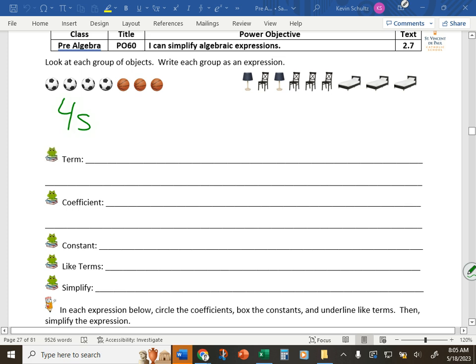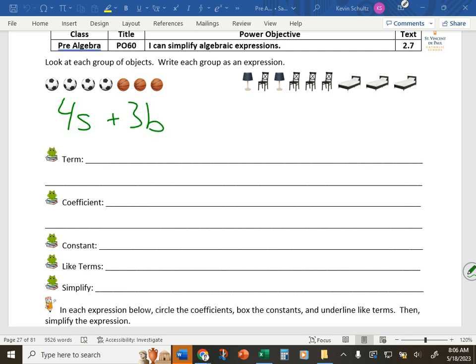Why not just say I have 4 soccer balls? Why say I've got a soccer ball and a second one and a third one and a fourth one? Just say I've got 4 of them. And then how many basketballs are up there? 3, right? 4 soccer balls and 3 basketballs. Now I can't combine the soccer balls and the basketballs together. They're not the same thing, right? I could generalize and say I have 7 balls, period. But 4 soccer balls and 3 basketballs, they are not like terms. They cannot be combined. But they can be simplified, right?